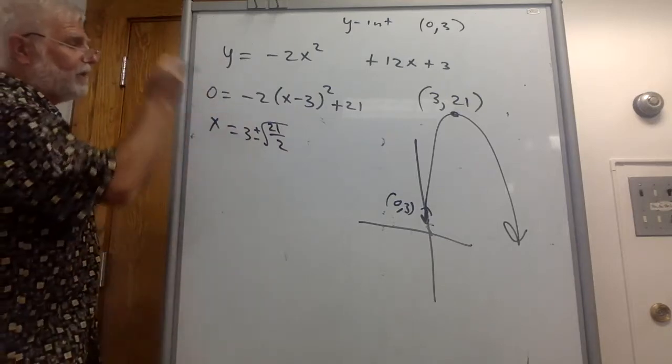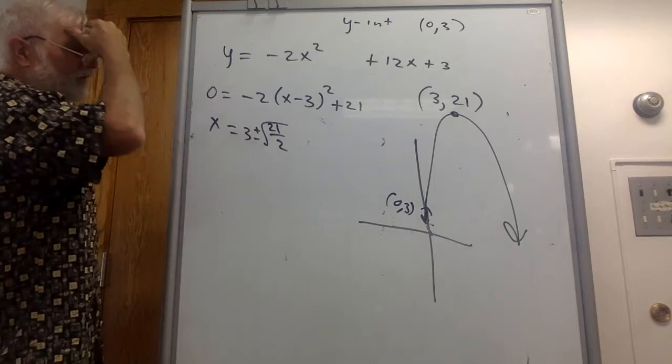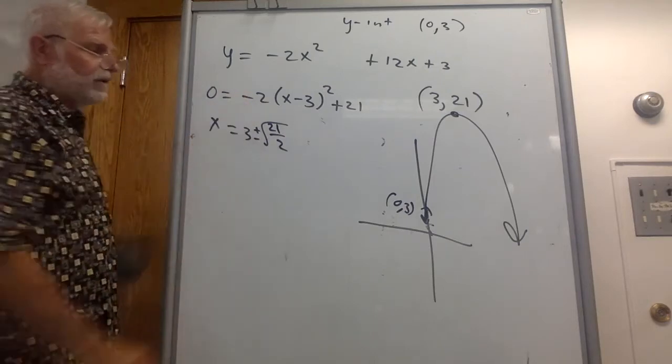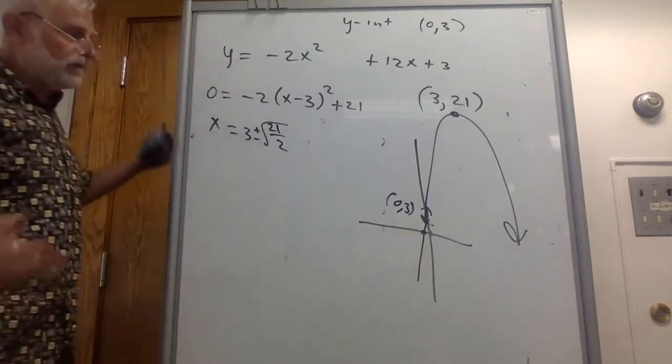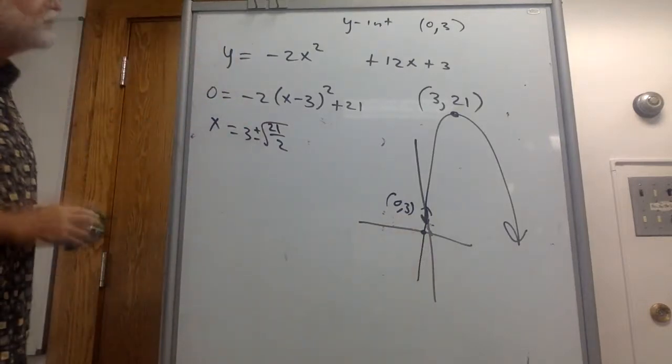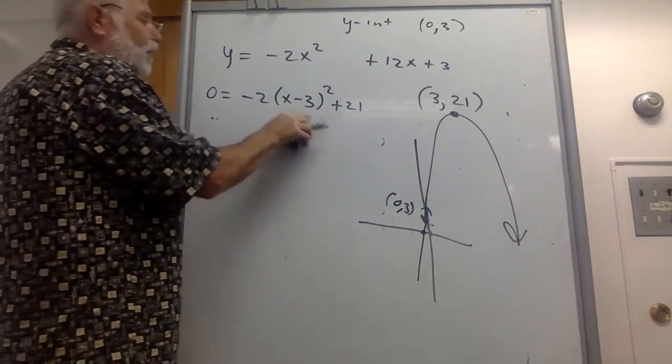Okay, 21 divided by 2 is near 10. Square root of 10 is near 9. 3 minus 3 is near 0. And this root right here is near 0. Just as a quick approximation. All right, so that's the graphing form.